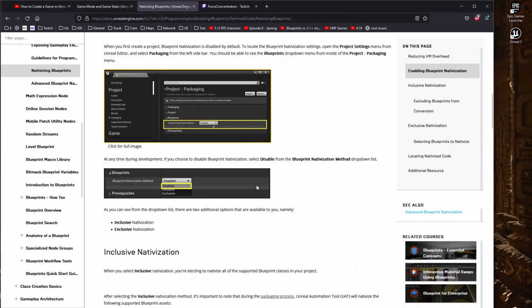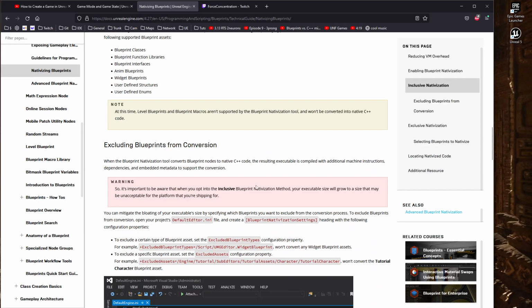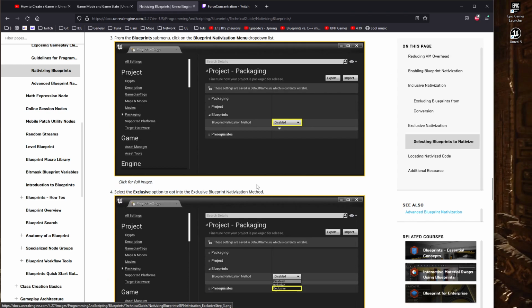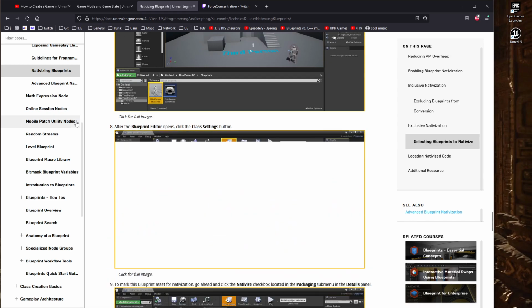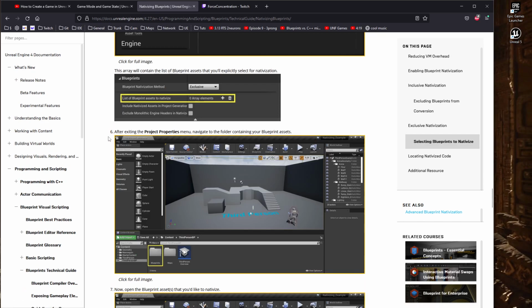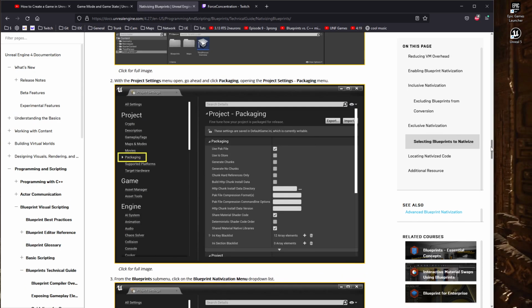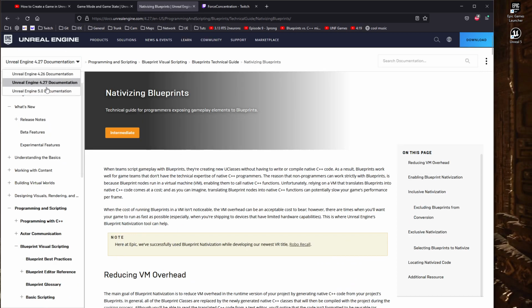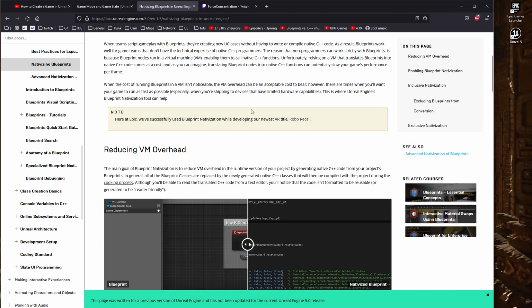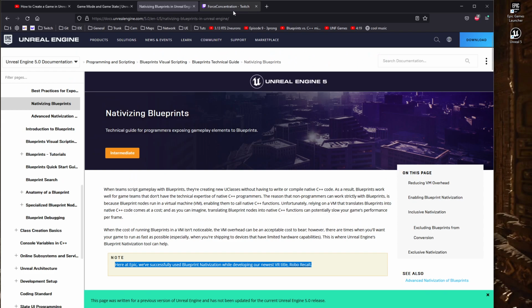So that was very interesting. There is a lot of information here. I don't know if they have the documentation for 5.0. Yes, they do, but maybe the page is not up to date. We also have this remark from Epic, that they are actually using blueprint nativization for a title. So very interesting.